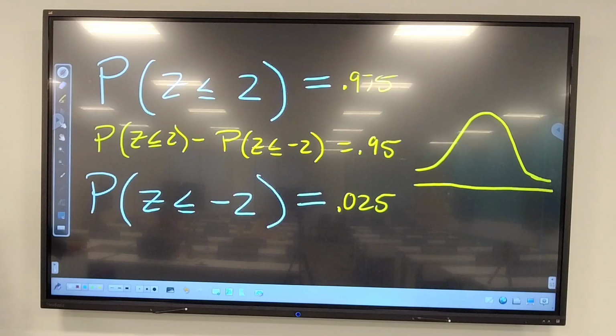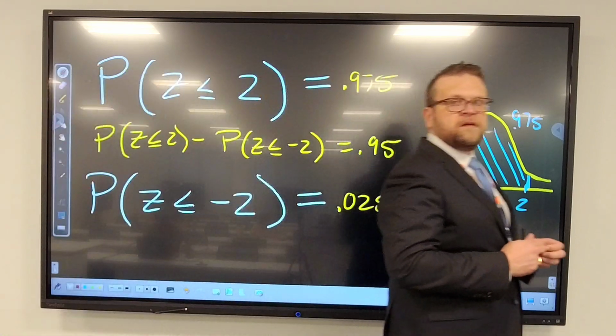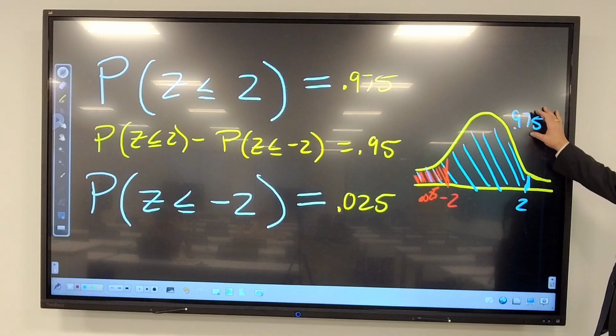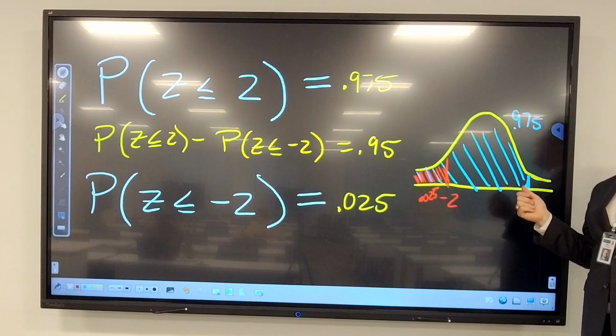I will put the bigger area in blue, let's say. So all of this area is 0.975. And then in red is this smaller area, which is just 0.025. See how the blue area and the red area overlap? When you start off with the big area, that's like having this number, exactly this number. And you deduct away that red portion and you're just left with this part in the middle.